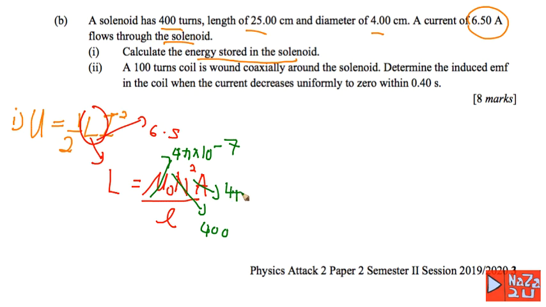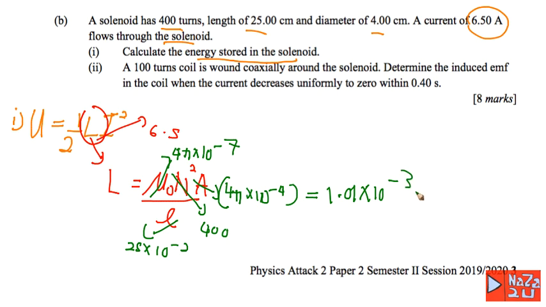The area A is 4 pi exponent minus 4. This is area A, and the length of the solenoid is 25, which converted to meters is 25 exponent minus 2. So you can find the value of L here is 1.01 exponent minus 3 Henry.